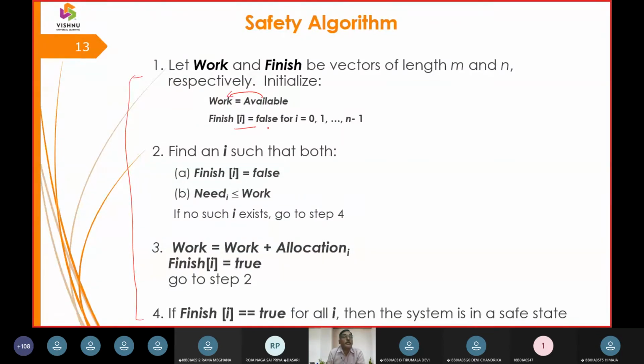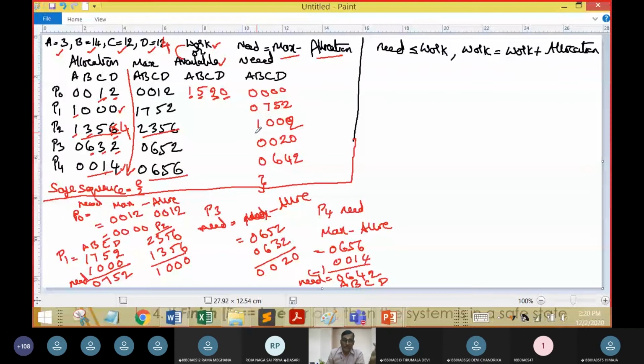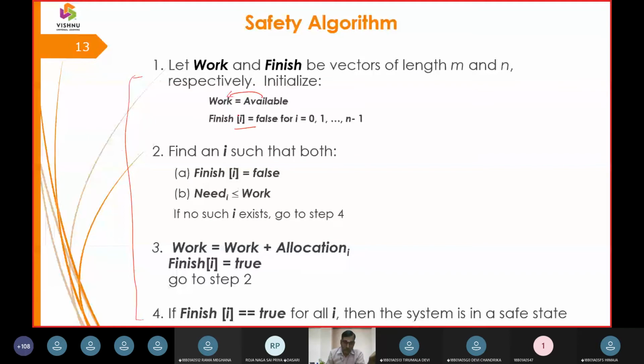What are the processes? P0, P1, P2, P3, P4. Until all the processes are in a safe sequence, I say finish is false. When finish is equal to true, that means all the iterations have been done. There is no more process to be executed by the CPU and it has formed a safe sequence. In that case, we set finish equal to true.